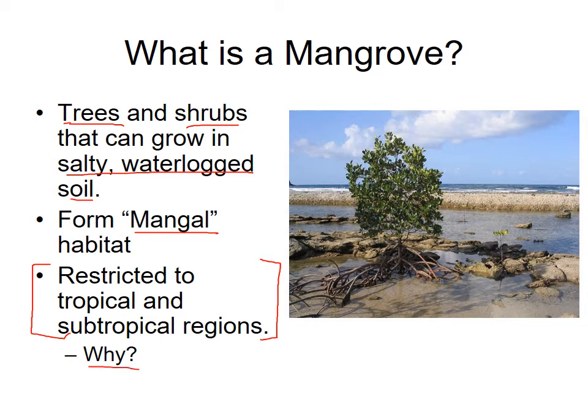The reason that mangroves are restricted to sunny regions is because it takes a lot of energy to deal with living in salty waterlogged soil. It's very difficult, for example, to pump the water up to your leaves and to deal with the lack of oxygen in the sediments. And it takes a lot of energy from long, warm days and bright sunshine to maintain this woody body structure in such a harsh environment.